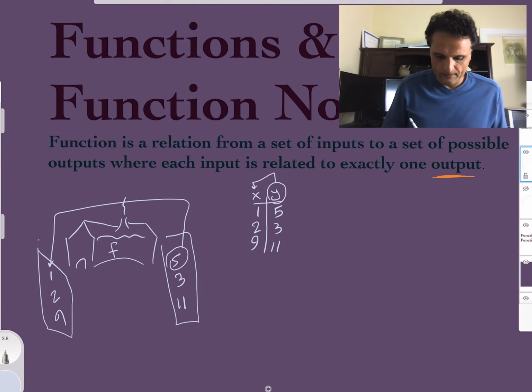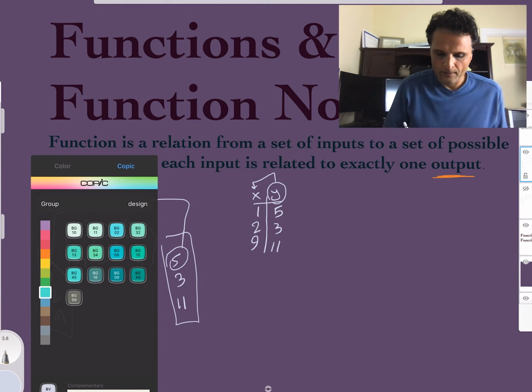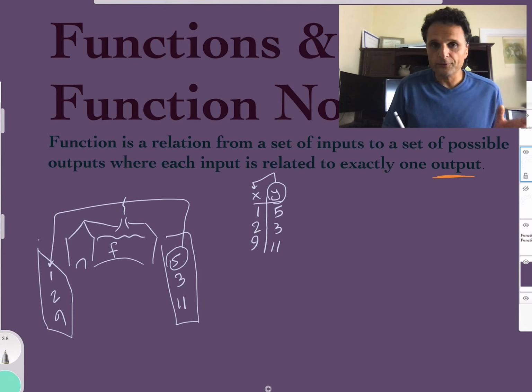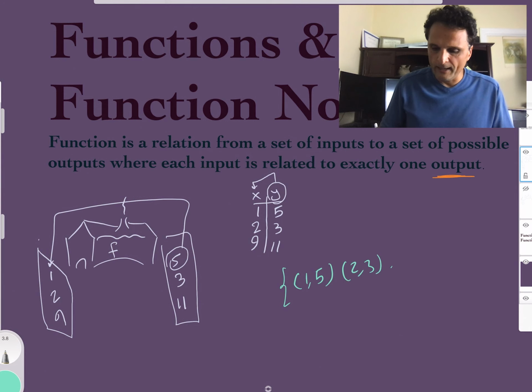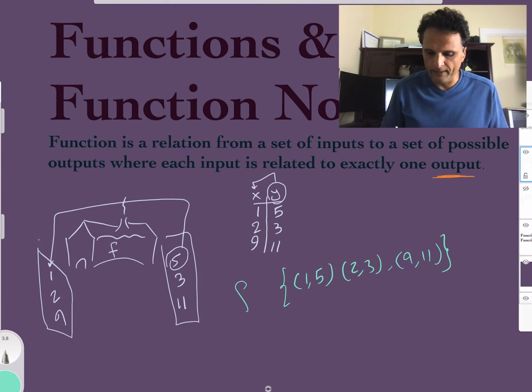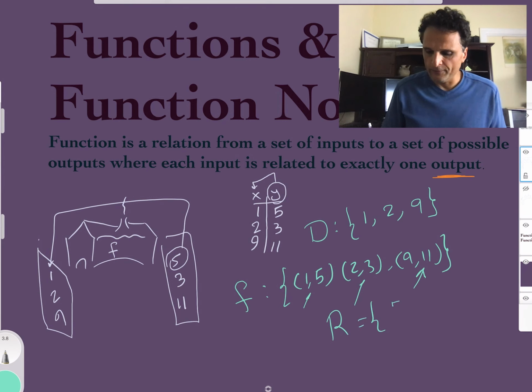So the third one will be, instead of making a table or factory, I can make it to set of the points, like a set of 1, 5, 2, 3, and 9, 11. So this is, I can call it f. Function f has a set of points 1 and 5, 2 and 3, 9 and 11. So the domain or the input of this will be 1, 2, and 9. And the range of this function will be 5, 3, and 11.